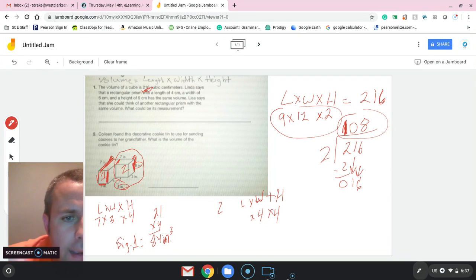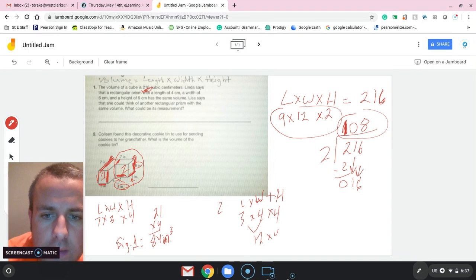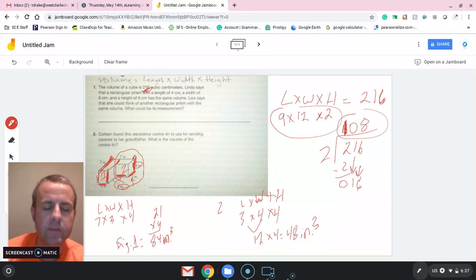So now how wide is it? Which one haven't I done? Well, I did this was 4, but I haven't went backwards. This one right here is 3. So it's 3 times 4 times 4. 3 times 4 is 12. 12 times 4 is 48. So my figure 2 is 48 inches cubed.